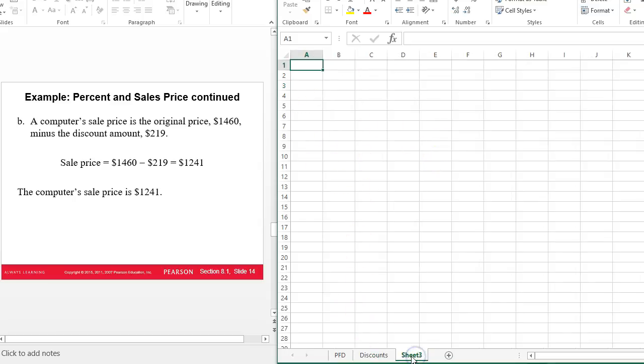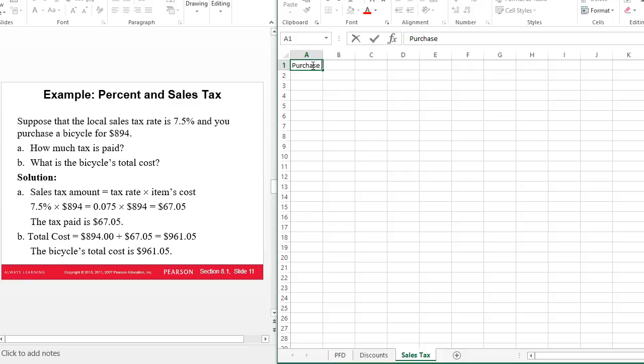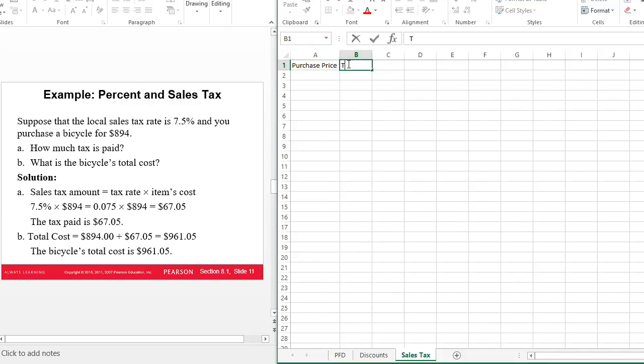All right, I'm going to add another one and do sales tax. All right, what do I need for sales tax? I need the purchase price and the tax rate. So it's very similar to the last one. So purchase price, enter, go in between, double click, tax rate.